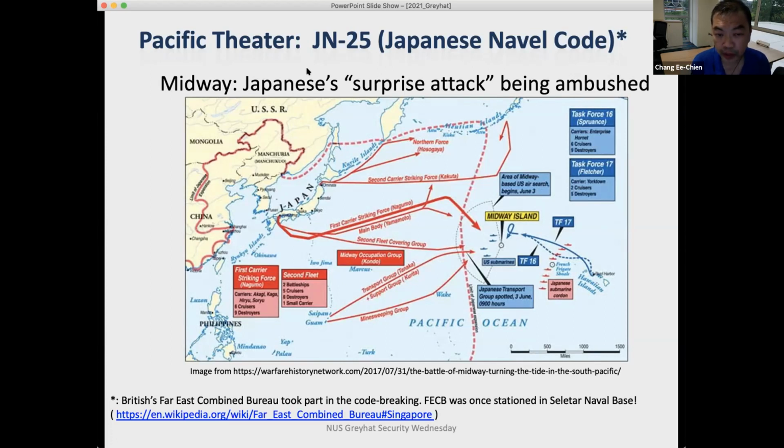The British contributed a lot in breaking this code, and their unit happened to be in Singapore, in the Sirita naval base. I think later on Singapore fell to the Japanese, and then they shifted to Sri Lanka.